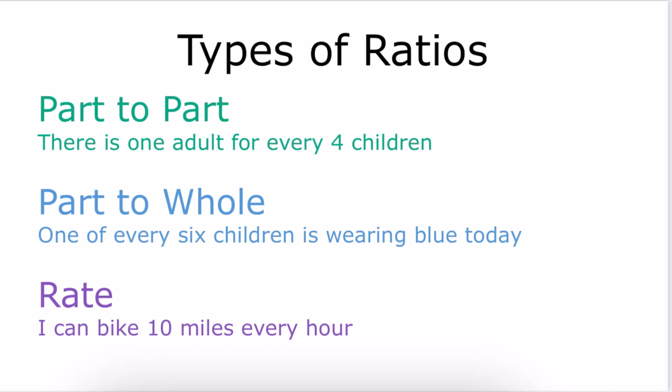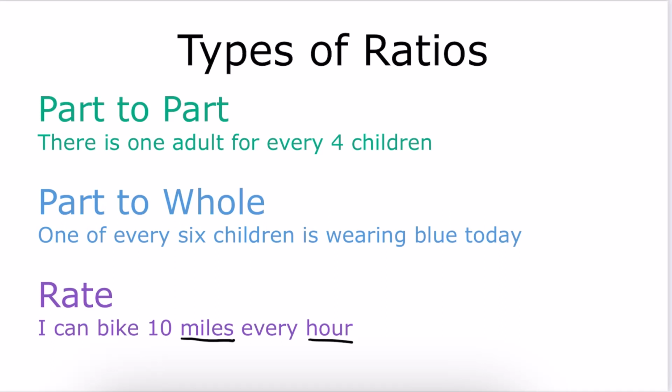And then the last type of ratio you can have is a rate. A rate is a special type of ratio where the units are different. For example, you could say I can bike 10 miles every hour. If we look at the units of this, we have miles and hours, and the relationship between them is that you can bike 10 miles for every 1 hour.